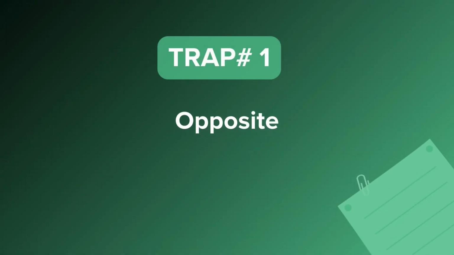GRE verbal wrong answer trap number 1 is the opposite answer choice. This answer choice is the exact inverse of the correct answer. Now, you might think that this answer would be very obviously incorrect. Why would you fall for the most wrong answer? But the opposite answer trap is surprisingly tricky.